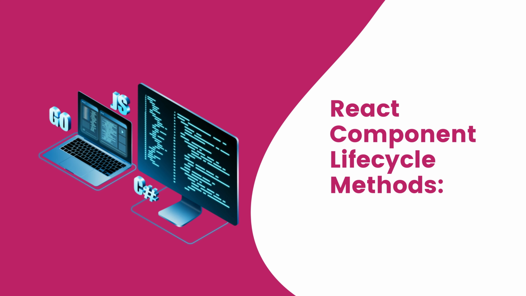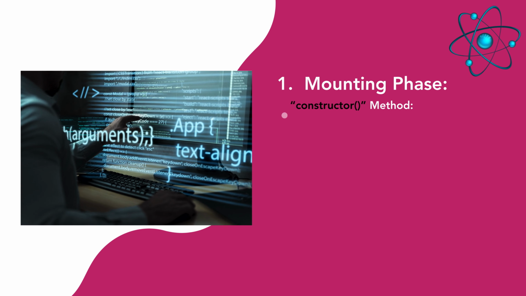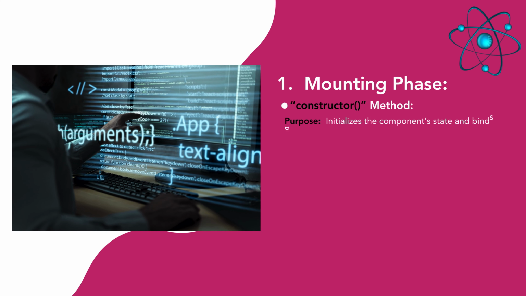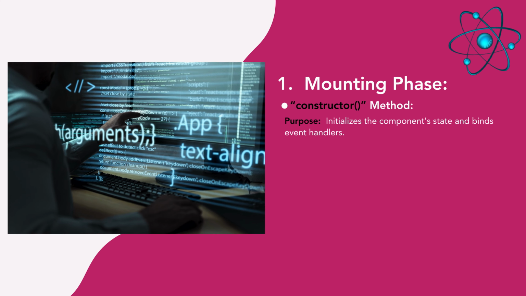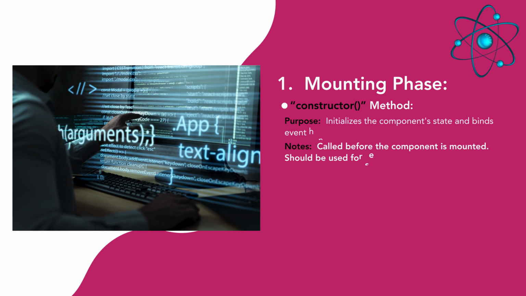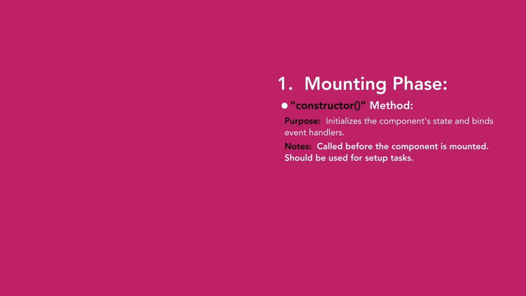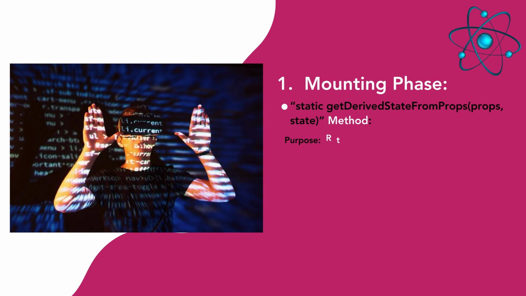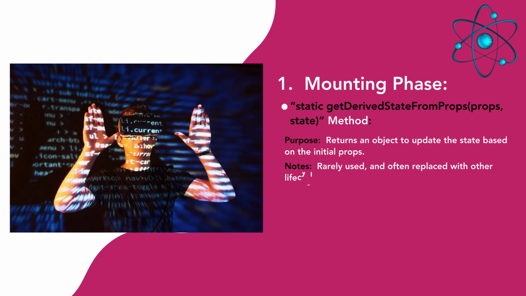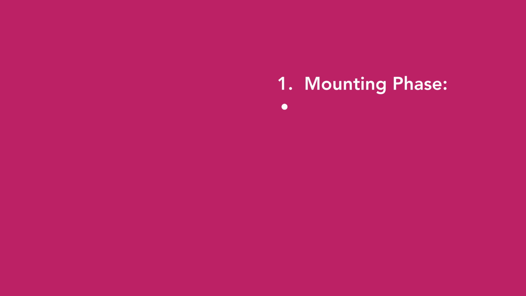React component lifecycle methods. Mounting phase. Constructor method. Purpose: initialize the component's state and bind event handlers. Notes: called before the component is mounted, should be used for setup tasks. Static getDerivedStateFromProps(props, state) method. Purpose: return an object to update the state based on the initial props. Notes: rarely used and often replaced with other lifecycle methods.